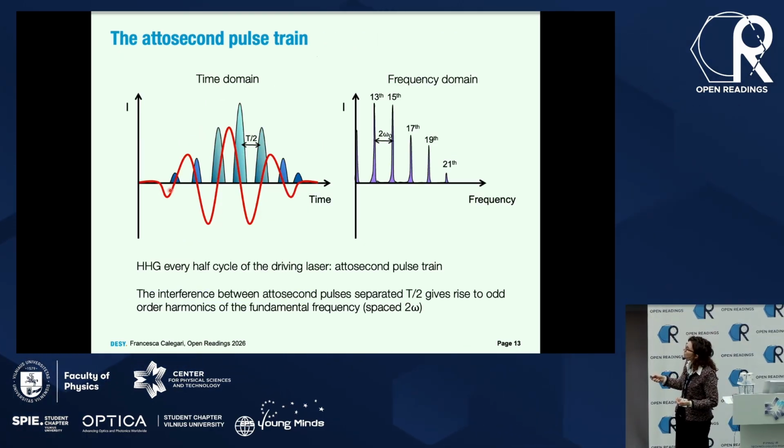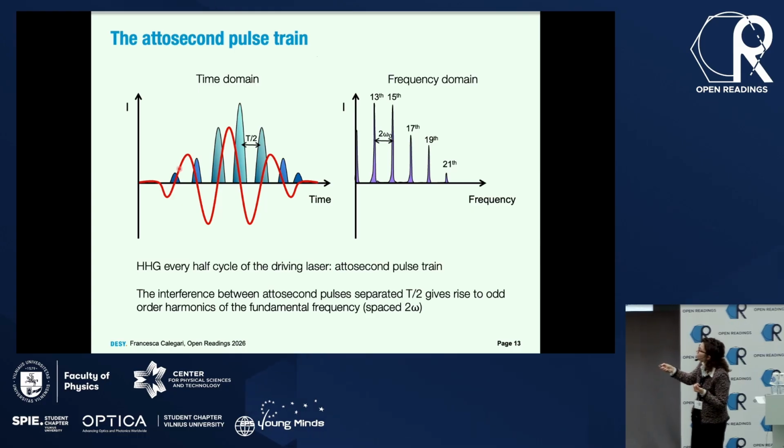So here is a schematic in which you have ionization, acceleration, and recombination, and you emit these blue pulses. The red one is the femtosecond driving laser to which the atom is exposed, and the blue one is the pulse emitted. Every half cycle, you emit a pulse, okay? And so you end up with a train of very short pulses because this process is happening within a fraction of a cycle of an optical laser.